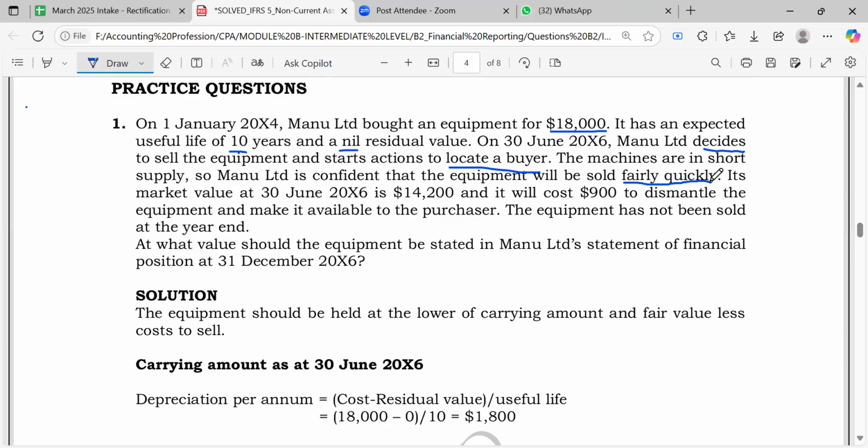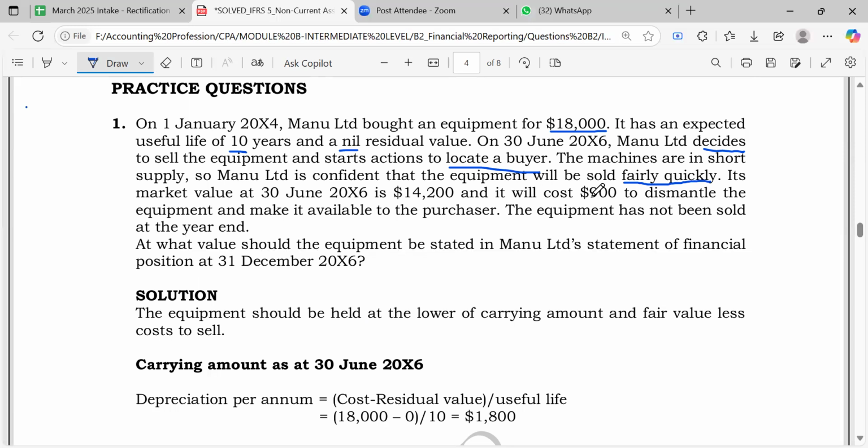You have to connect the facts to the principles you read. Even if you have to solve, let me tell you one thing: in accounting, you have to show the accounting treatment, not just the solving, not just the numbers. And then you are told its market value at 30 June 2026 is $14,200.